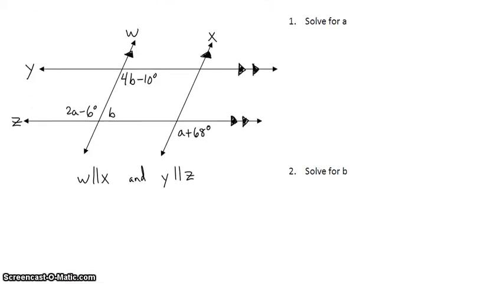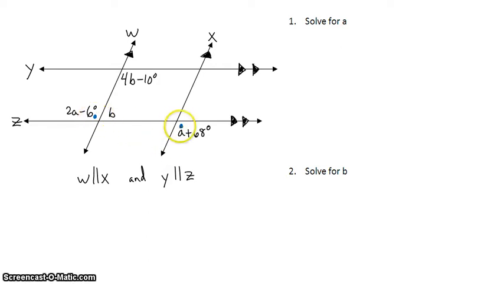Let's look at an example that involves algebra. In order to solve for A, I need to set up an equation. To set up an equation, I need to use my geometry to figure out how the angles that involve A are related to each other. This angle and this angle both have an A in them. They are on transversal Z, and I have parallel lines W and X.